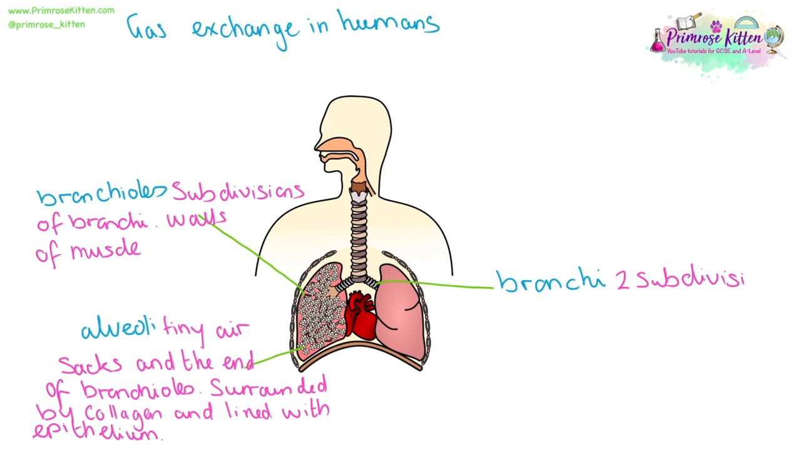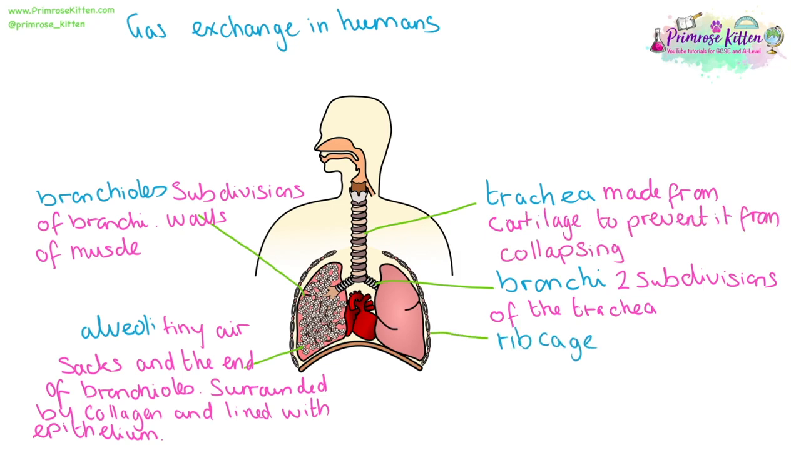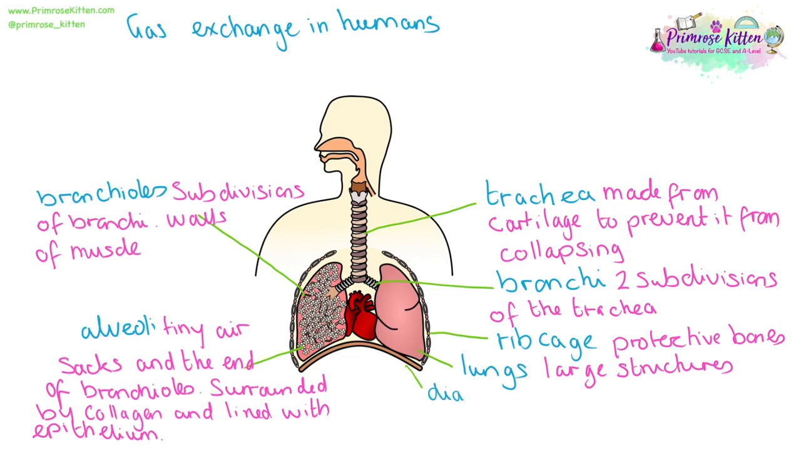The bronchi are two subdivisions of the trachea. And the trachea is made from cartilage to protect it. The ribcage has a protective function. Overall, this is contained in the lungs, the large structure where you'll find all the alveoli and bronchioles. The diaphragm moves up and down to draw air in and out, and all of these work together.